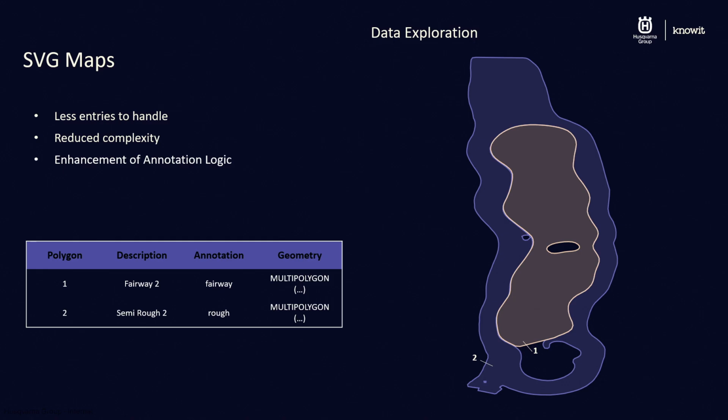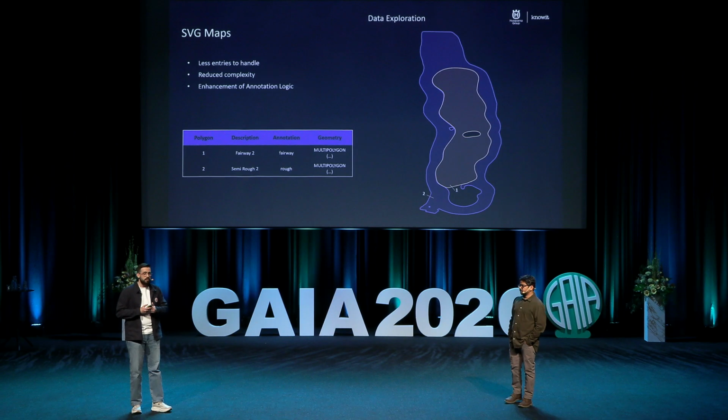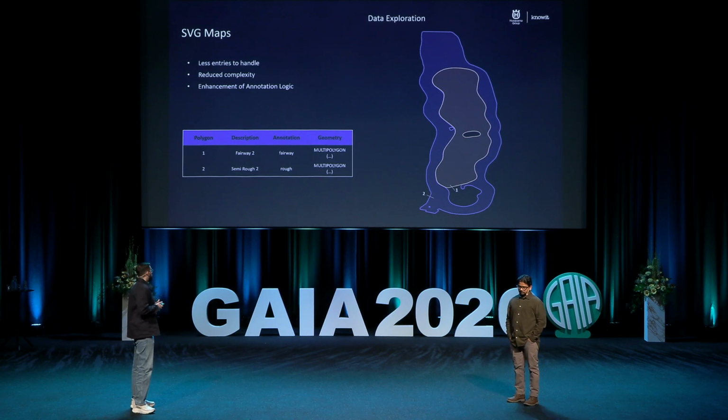We have way less entries to handle since we don't have to mess with pixel by pixel now. We have reduced complexity because we can annotate a lot of pixels. And of course, we have an additional layer for our annotation logic.